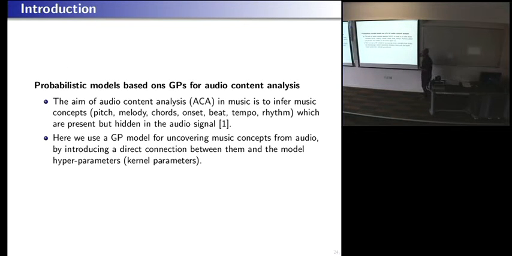The aim of audio content analysis in music is to infer music concepts like pitch, melody, chords, onset, beat, tempo, rhythm, and others, which are present but hidden in the audio signals. So here, we use a Gaussian process model to uncover music concepts from audio by introducing a direct connection between the model parameters and the music concepts. So at the end, when we train the model and look at the final values of the parameters, we can make a musical interpretation of those parameters.